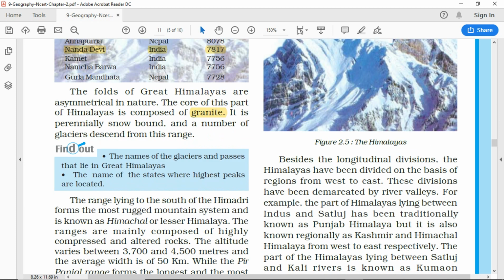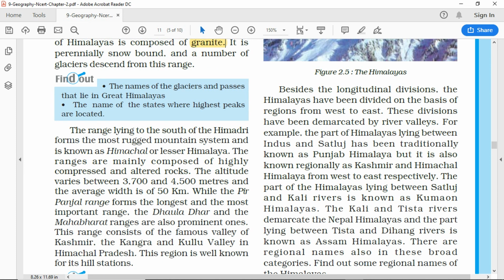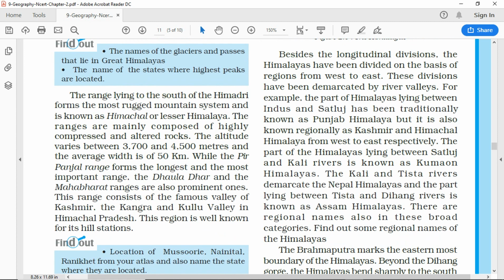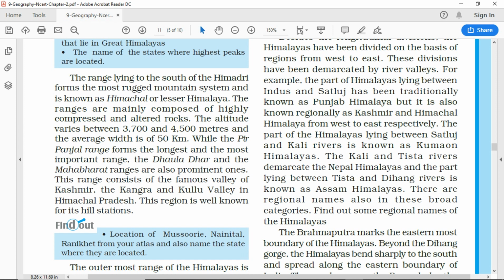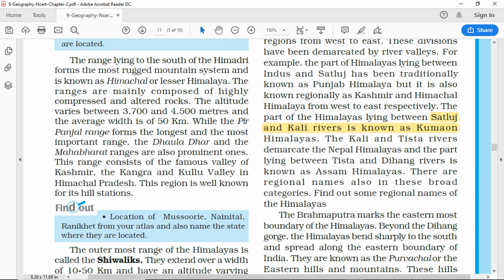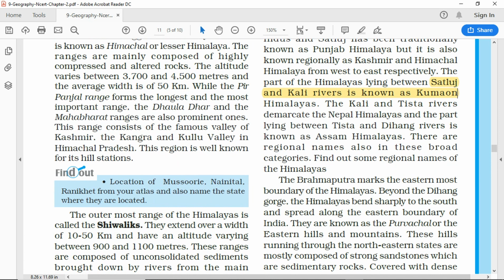Besides the longitudinal divisions, the Himalayas have been divided on the basis of regions from west to east. These divisions have been demarcated by river valleys. For example, the part of Himalayas lying between Indus and Satluj has been traditionally known as Punjab Himalaya, but it is also known regionally as Kashmir and Himachal Himalaya from west to east respectively. The part of the Himalayas lying between Satluj and Kali rivers is known as Kumaon Himalayas. The Kali and Tista rivers demarcate the Nepal Himalayas, and the part lying between Tista and Dihang rivers is known as Assam Himalayas. There are regional names also in these broad categories. Find out some regional names of the Himalayas.